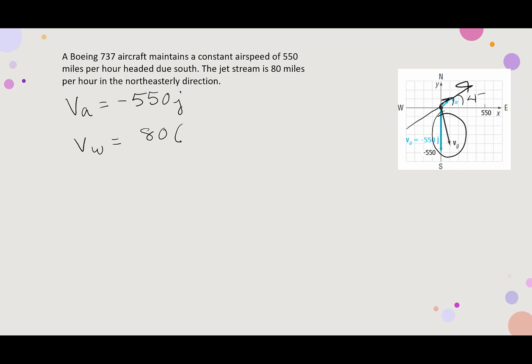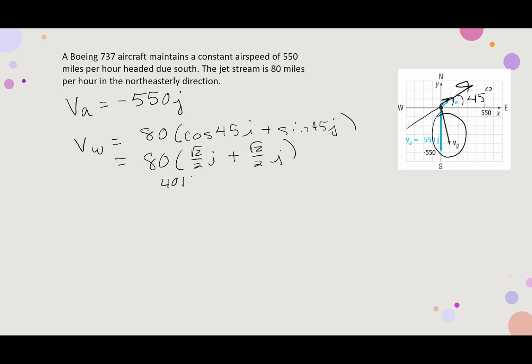This is 45 degrees. So we've done this over and over. Cosine of 45 i, sine of 45 j. So we know this is the square root of 2 over 2 i and the square root of 2 over 2 j. And we know that we can distribute and simplify. So 80 over 2 will be 40 square root of 2, and then we have again 40 square root of 2. So this is our wind.